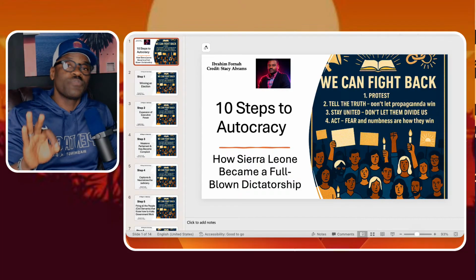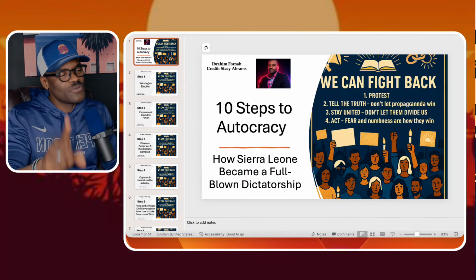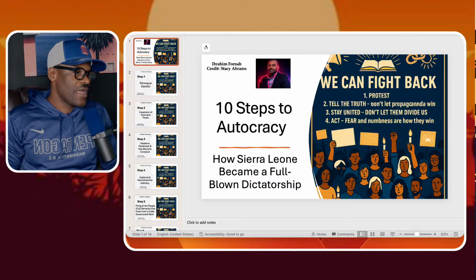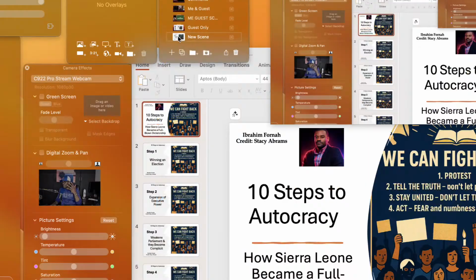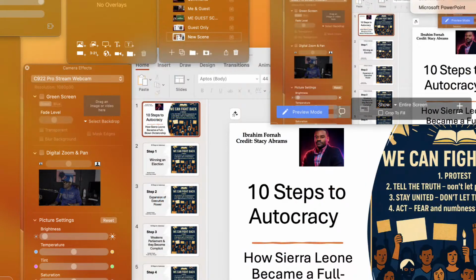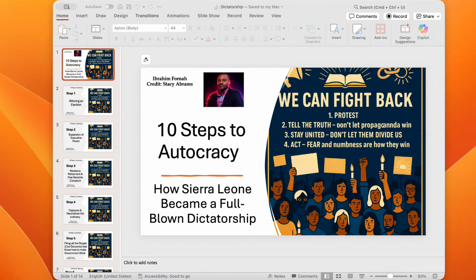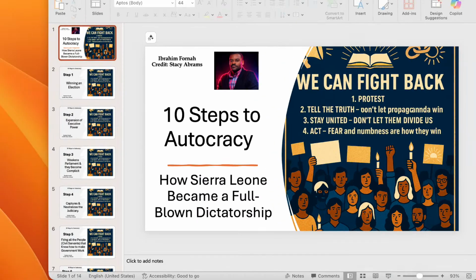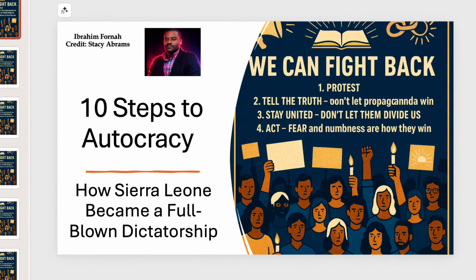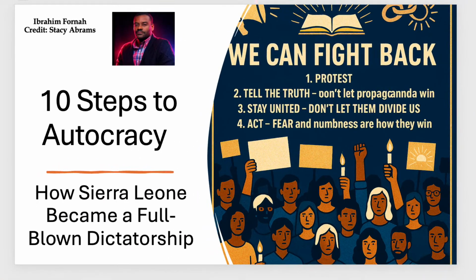Basically, we have a one-party state system in Sierra Leone, but we just don't know it yet. But it's coming. It's going to happen. It's already happening in front of our eyes. That is why I really wanted to share this with you guys so you could see exactly what we are dealing with here. So this is the 10 steps to autocracy that I'm going to discuss with you.